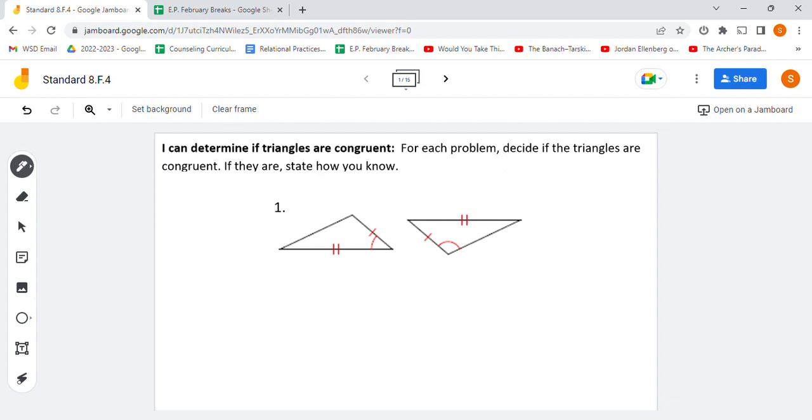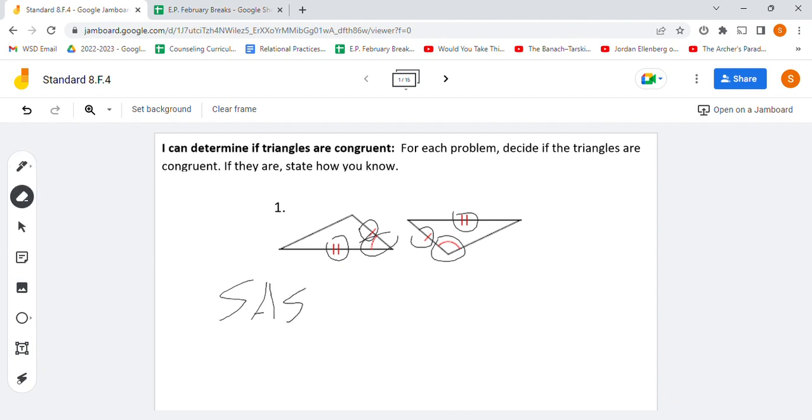Our first task is to take a look at these two triangles and decide if they are congruent. Now we can see that we have markings of a pair of congruent sides here, a pair of congruent sides here, and a pair of congruent angles here. So that makes me think that we might be able to use the side-angle-side congruence theorem.